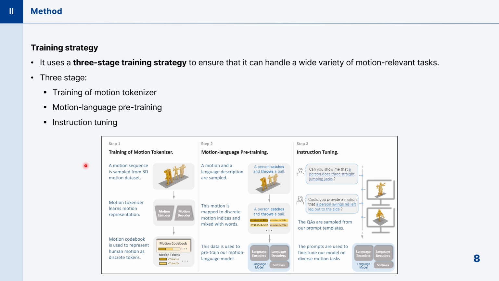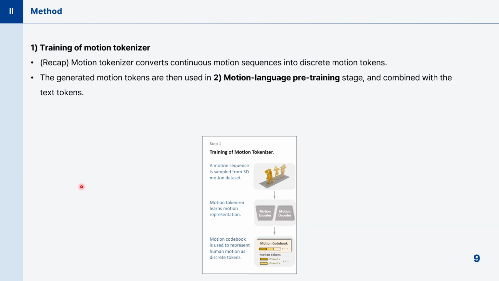MotionGPT uses a three-stage training strategy to ensure that it can handle a wide variety of tasks while maintaining robust performance. Let's break down each stage. The first stage is training of motion tokenizer. As I mentioned in previous slides, motion tokenizer converts continuous motion sequences into discrete motion tokens, and then the generated motion tokens are used in next step and combined with the text tokens.